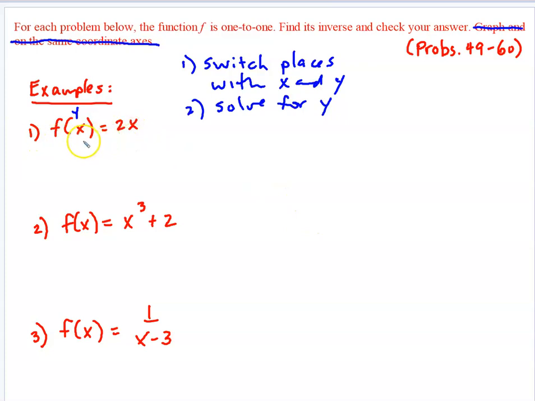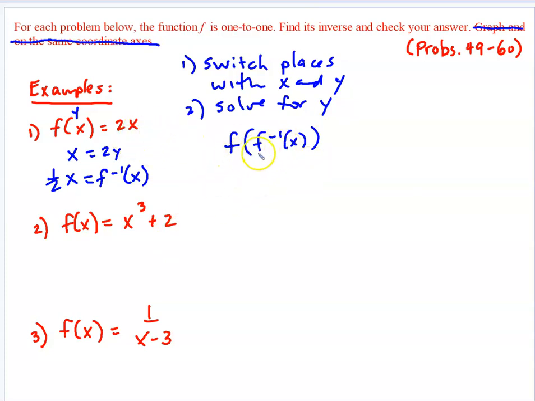Okay, so for number 1, I switch places with x and y. Then I solve for y. And when I get down to solve for y form, I'd like for you to do this. The original function was called f of x. So let's call this the inverse of f. Just use that little -1 notation. So to check your answer, we're going to do those two composites. I want to see if when I do f of the inverse of x, do I get x?